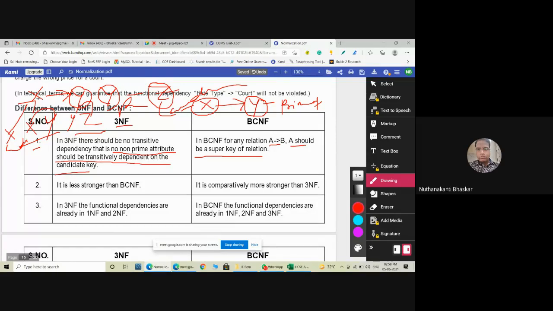But in third normal form, we are telling that X must not be a candidate key. In BCNF, we are telling X must be a primary key. So this is the difference. Sorry, super key. X must be a super key. Understand? In third normal form, X determines Y determines Z, X must not be a candidate key. In BCNF, the same X must be a super key. Is the mechanism understood?